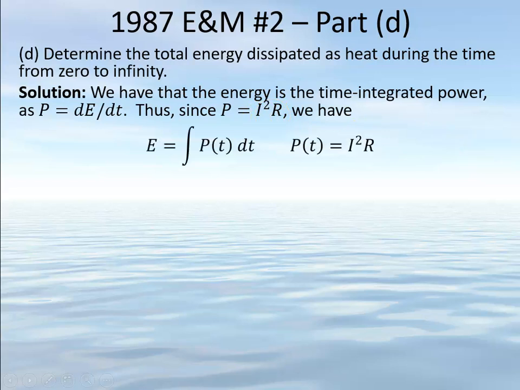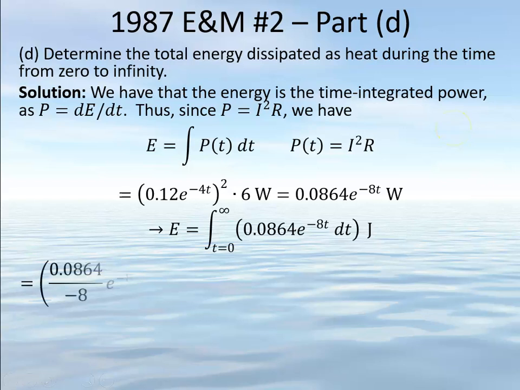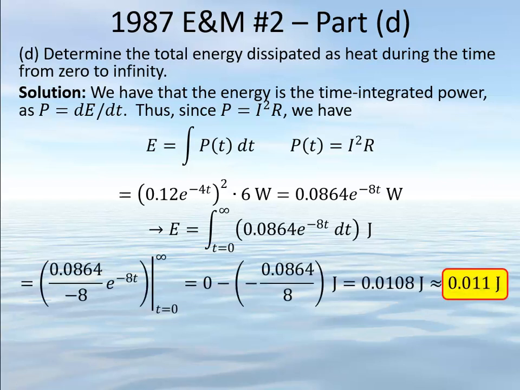So now we're ready to set up our integral, where we plug in I squared R, with I being what we just found. So this result right here is the equation for power. This is P of t right here. So this is what we're going to plug into our integral. And upon doing that, we get the result of 0.011 joules. So about 1.1 centijoules, if you like using Greek prefixes in funny ways here.